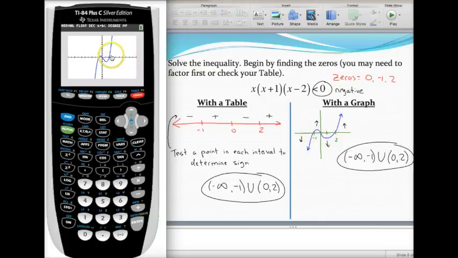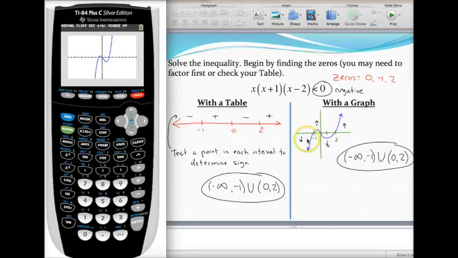And then if I take a section over here above 2, when x is bigger than 2, the graph is above me, so I drew an arrow pointing up. So I've kind of gone through and labeled where the graph is pointing up, or where the graph is down. In other words, where it's positive or negative. The problem asked me to find out when my graph was less than 0, and so the intervals would be where the graph is downwards.